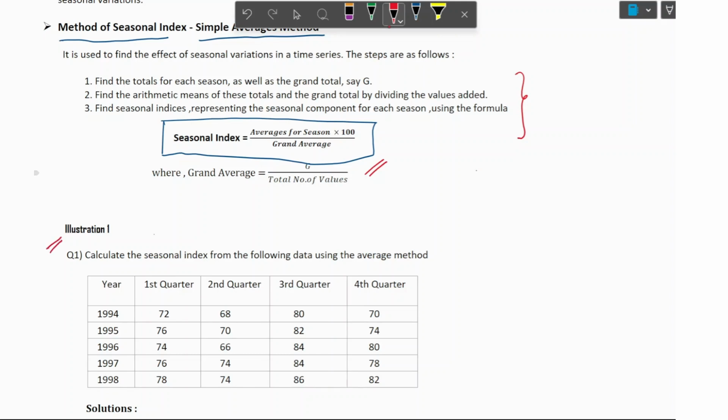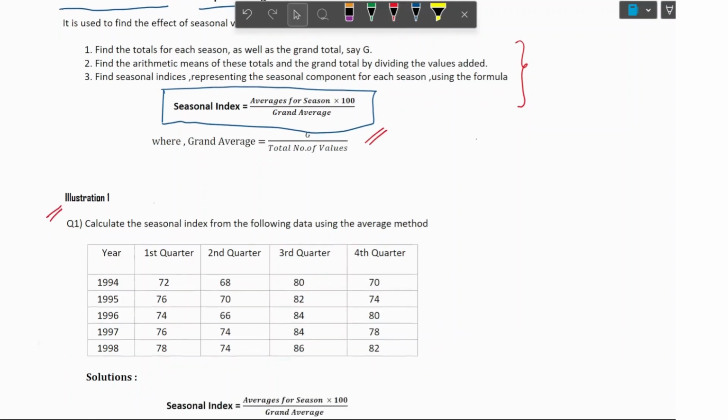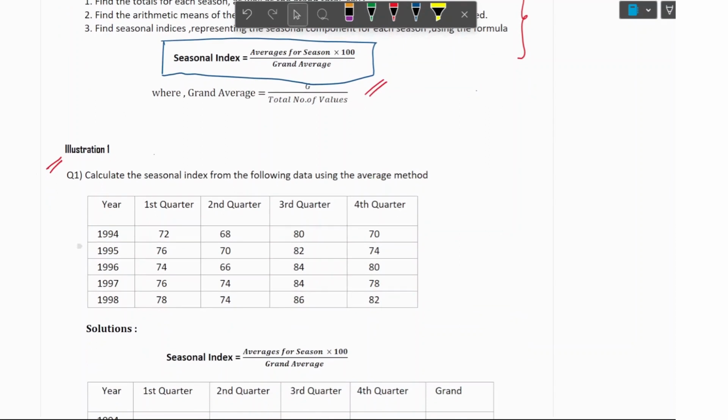Example 1. Calculate the seasonal index from the following using the average method. Now here the years are given and in each quarter the values are given, for each season. According to these values, we need to find the seasonal index by using the average method. The values for 94 to 98 are given for the first quarter, second quarter, third quarter, fourth quarter. How do you calculate the seasonal index for each quarter? That is what we are going to do.